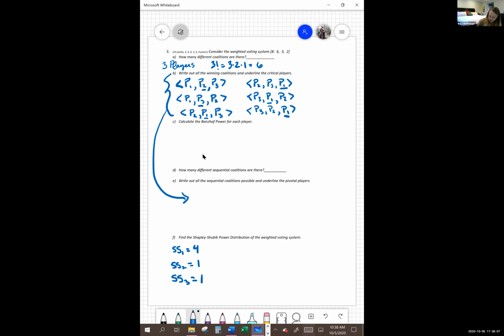Okay, so the Shapley-Shubik power for player 1 is 4/6 or 2/3. The Shapley-Shubik power for player 2 is 1/6. And same thing with player 3, it's 1/6. So this is where it said sequential.